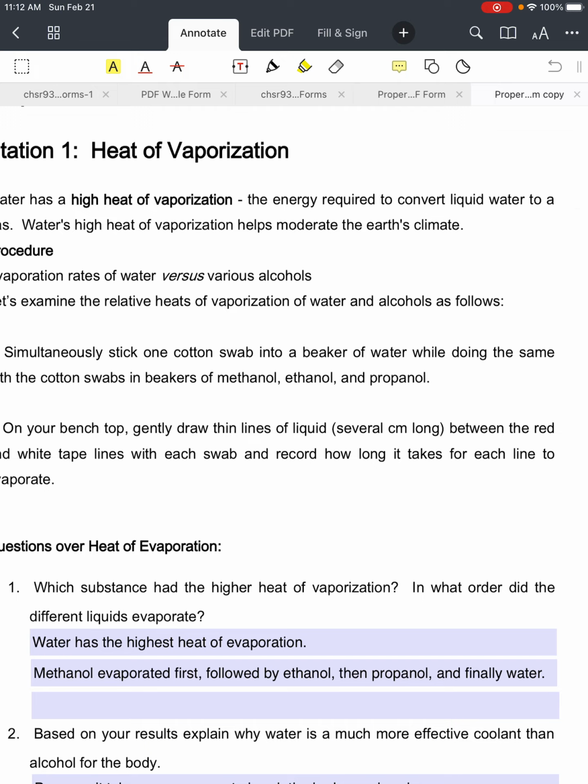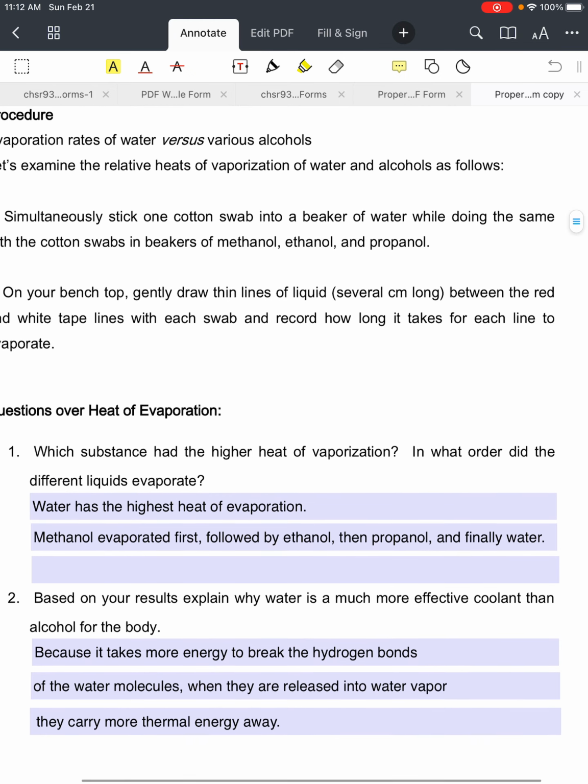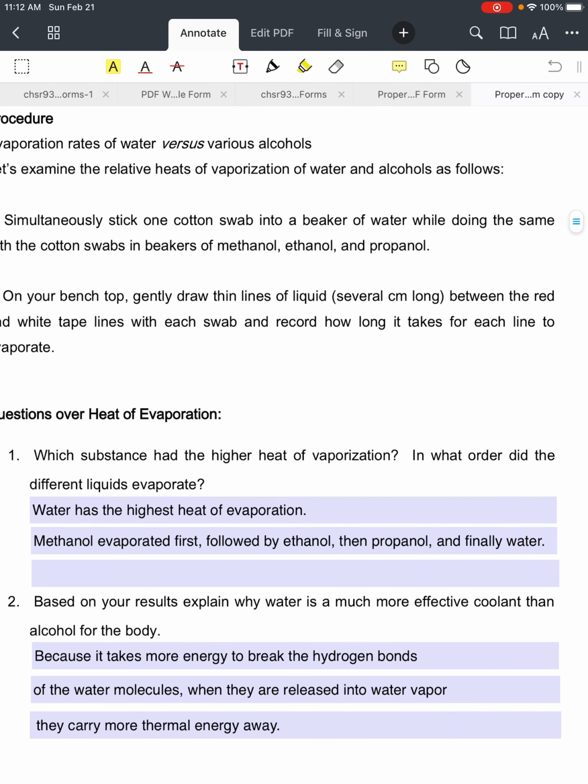So our next question says, why is water a much more effective coolant than alcohol for your body? And it's because those hydrogen bonds are very strong, and it takes energy to break them. You know that when you dry your hair and you use a hair dryer to dry the water, or you know that water dries more quickly on a hot sidewalk than a cold sidewalk because you're putting energy into that system. But that energy in the hydrogen bonds gets transferred to the water molecule that evaporates, so it has enough energy to break those bonds, and it carries that energy away.